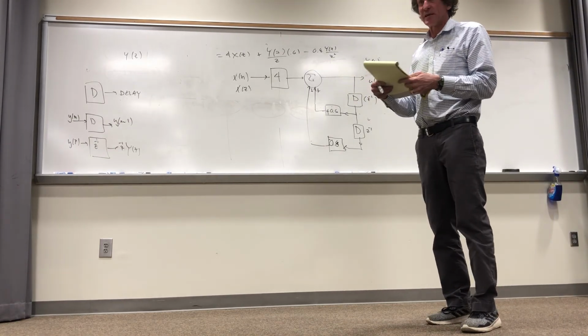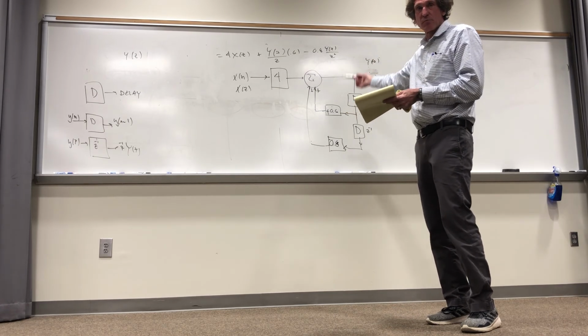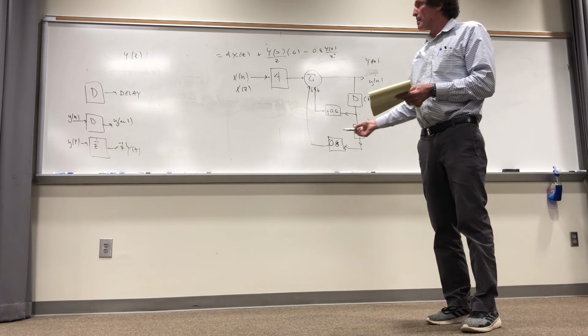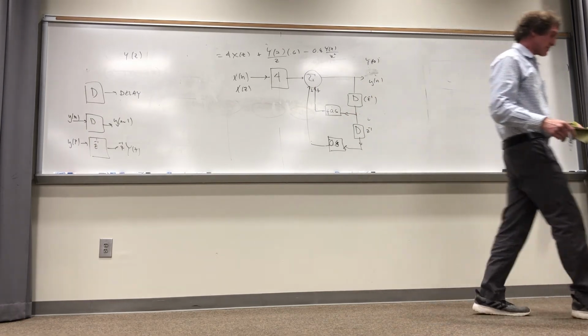What I just showed you is basically get y of z as a function of everything else, and then construct it with block diagrams this way, where you have this is one way.